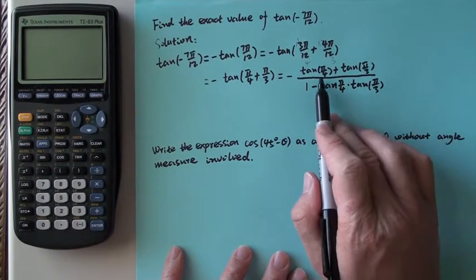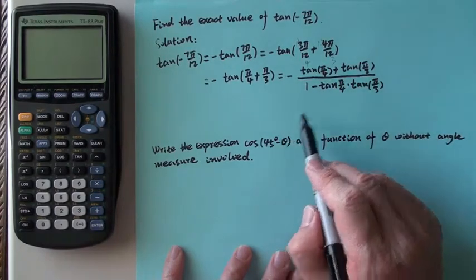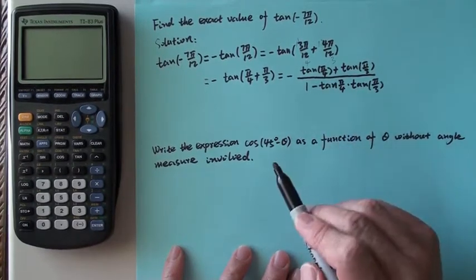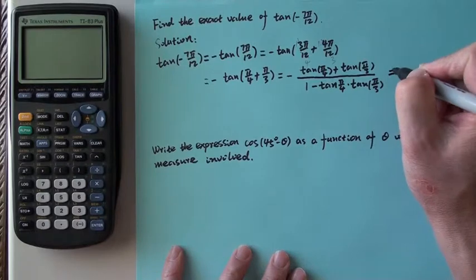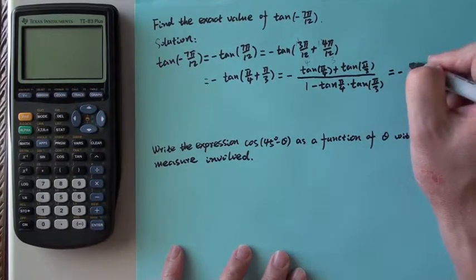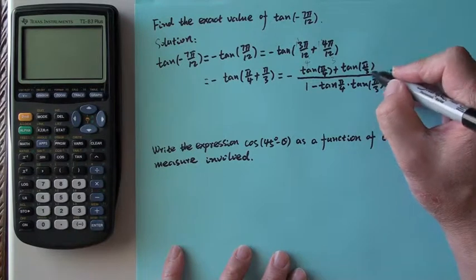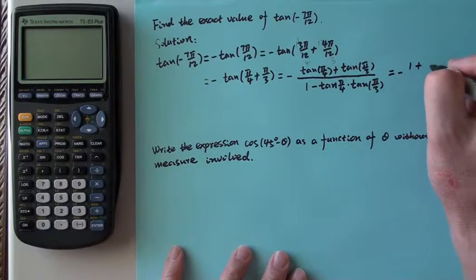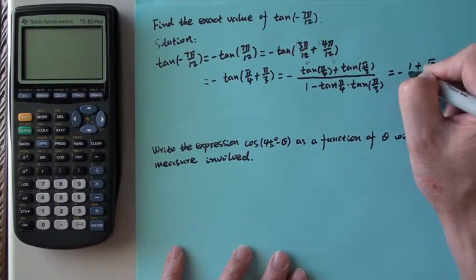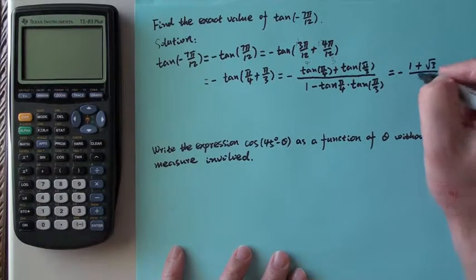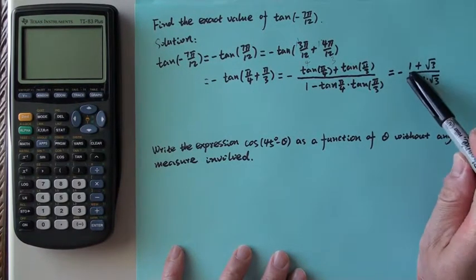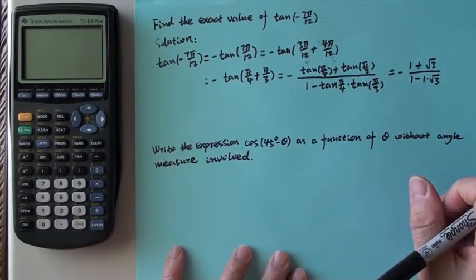Upstairs is the plus, addition. Downstairs is the multiplication, but 1 is always in front of it. We remember tanh pi over 4 is always 1. Tanh pi over 3 is 60 degrees. Tangent 60 degrees is radical 3. Now, downstairs is 1 minus 1 times radical 3. Downstairs is the product of the above two numbers.